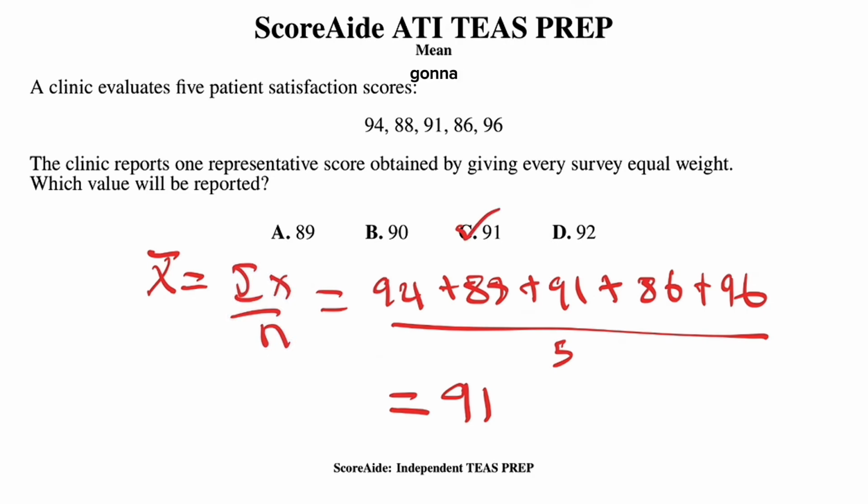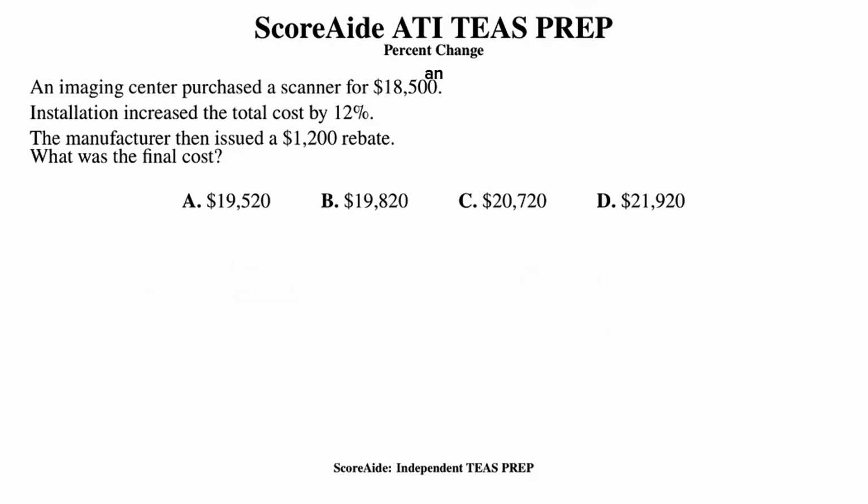So the answer is going to be C. An imaging center purchased a scanner for 18,500. Installation increased the total cost by 12%. The manufacturer then issued a 1,200 rebate. What is the final cost?